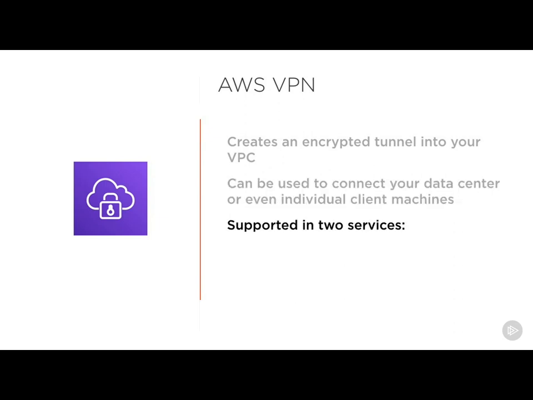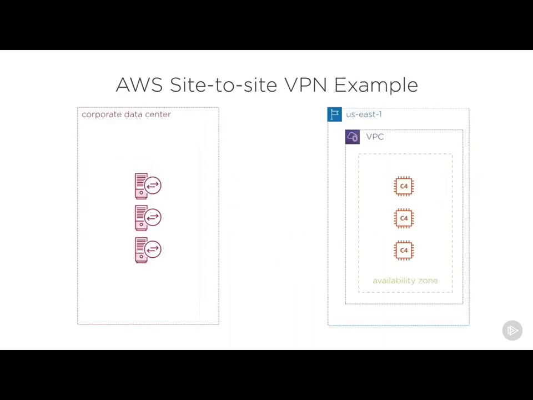First of all, we have the site-to-site VPN. And then second, we have the client VPN. So let's talk through this and let's see what a site-to-site VPN example would look like. So let's say that we have our own corporate data center, and we have several servers that need to interact with some EC2 instances that we have spun up within our VPC on AWS.